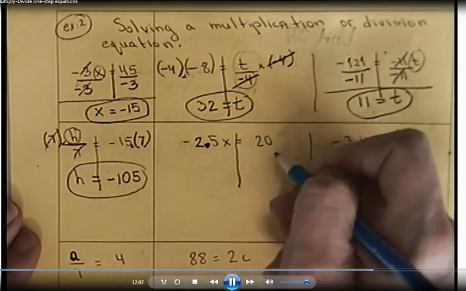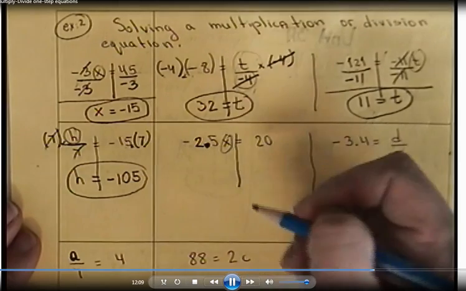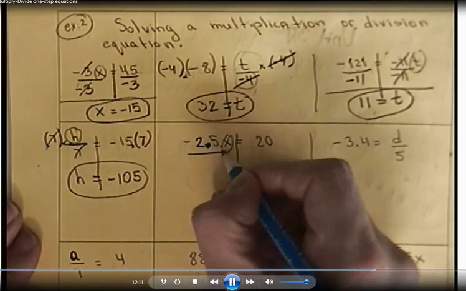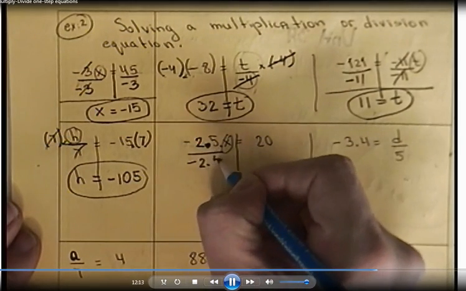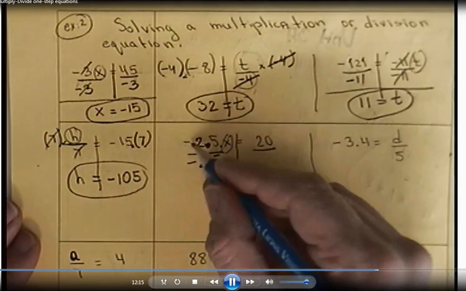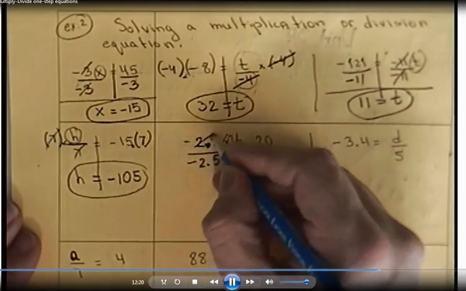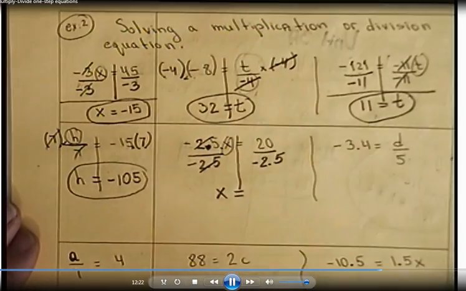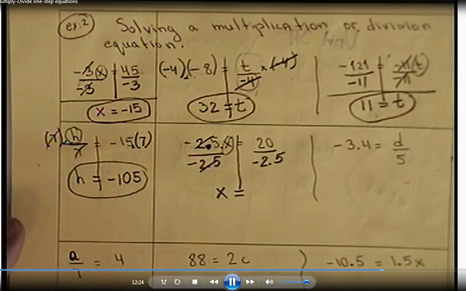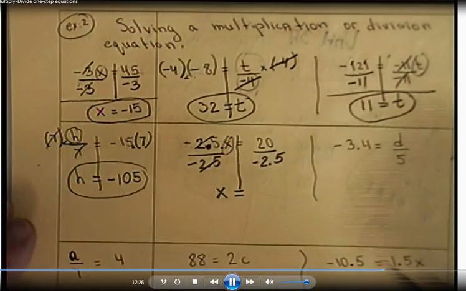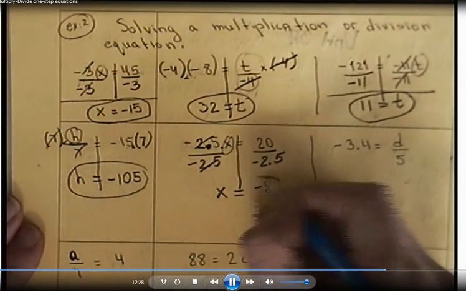-2.5x is equal to 20. Saving x, multiplication here, so the opposite will be to divide by -2.5. Don't forget the negative sign, -2.5. So this and this cancel. x is equal to, we divide 20 by -2.5, and the answer is -8.